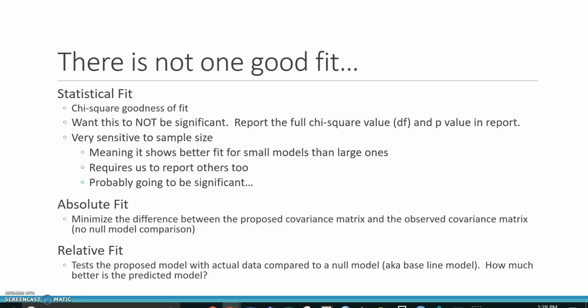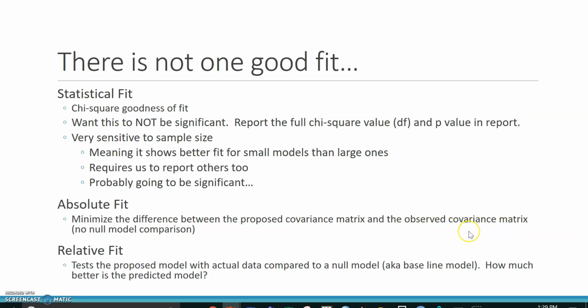One of them is statistical fit, where the chi-square goodness of fit comes into play. We want this to not be significant. Essentially, we want our theoretical matrix to match our actual matrix in a non-significant way, would be an easy way to think about that. But sample size has to be large, and it's really sensitive to sample size, so it's probably going to be significant. Just report it.